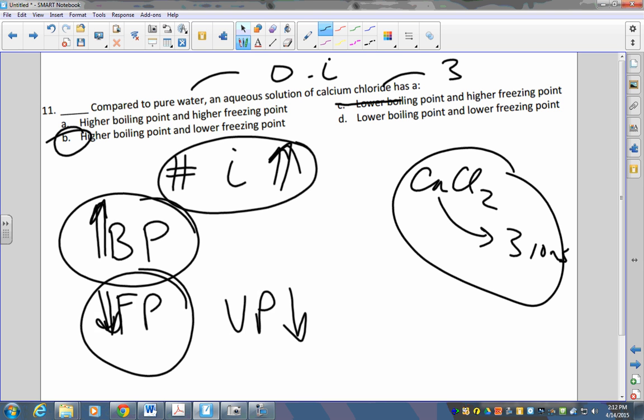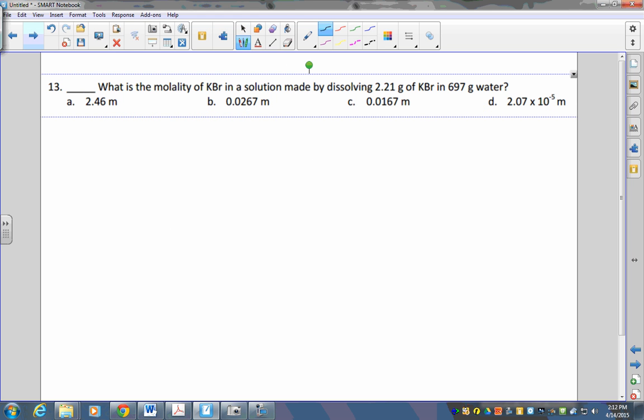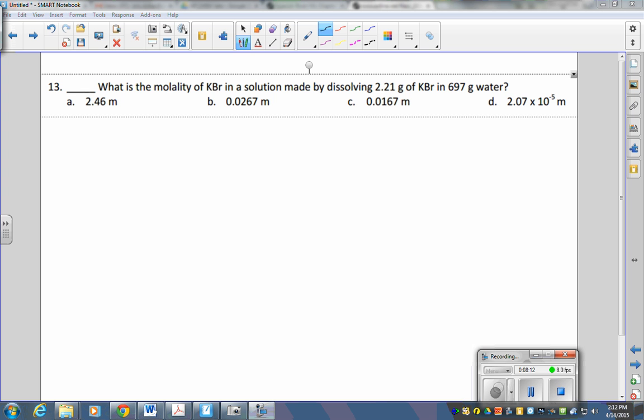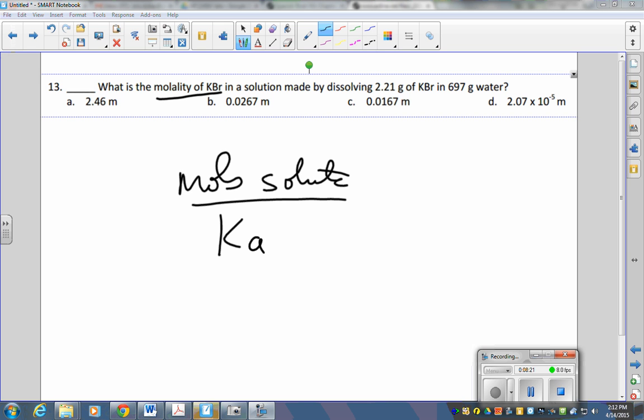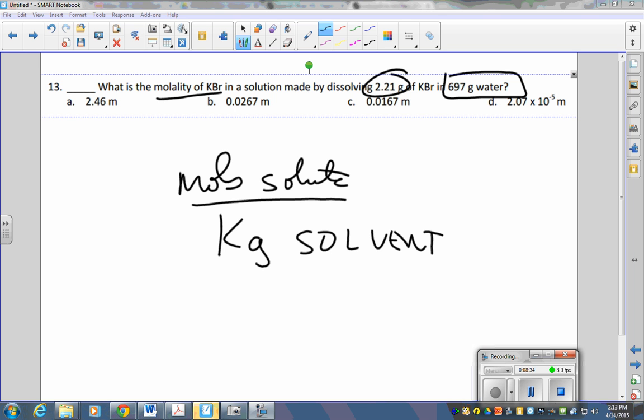Next one. What is the molality of KBr? Well, molality is moles of solute over, this is a little different than molarity, kilograms of solvent. So when I go to do this, I got to pay attention. I look at the 2 numbers. The bigger number, pretty much every time, even in AP, is going to be the solvent. It's always in there to a greater extent. So I'm going to automatically take the bigger number and change it to kilograms by just moving the decimal over 3 places.